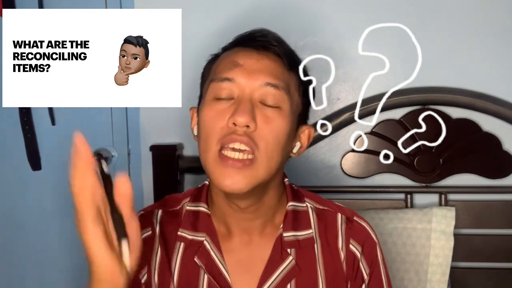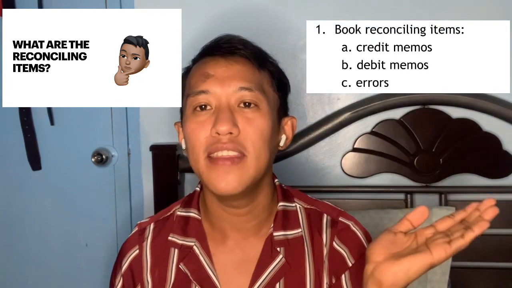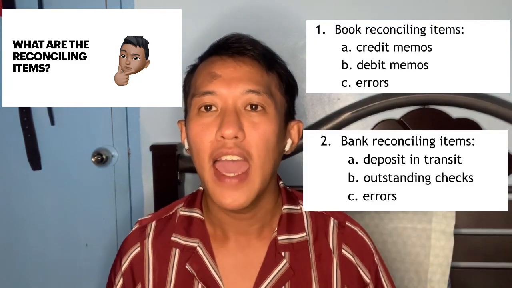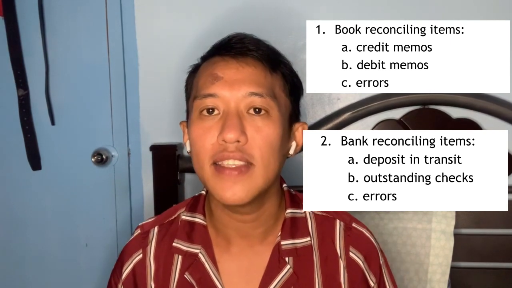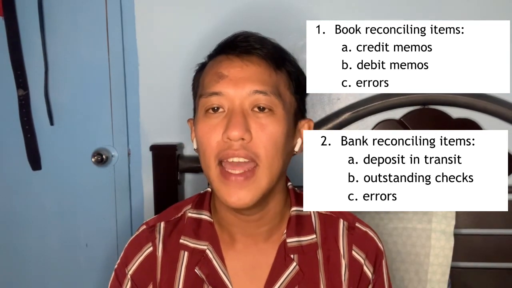So what are the reconciling items? Reconciling items are composed of two: the book reconciling items and the bank reconciling items. We are going to discuss each so that you can understand the meaning of these reconciling items as reflected in the book and in the bank. Number one is the credit memo.